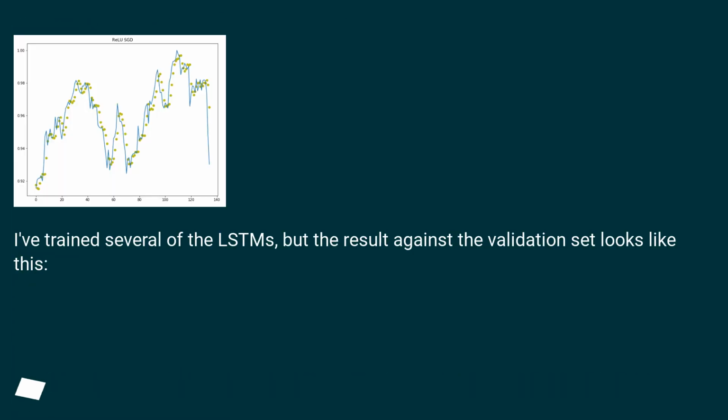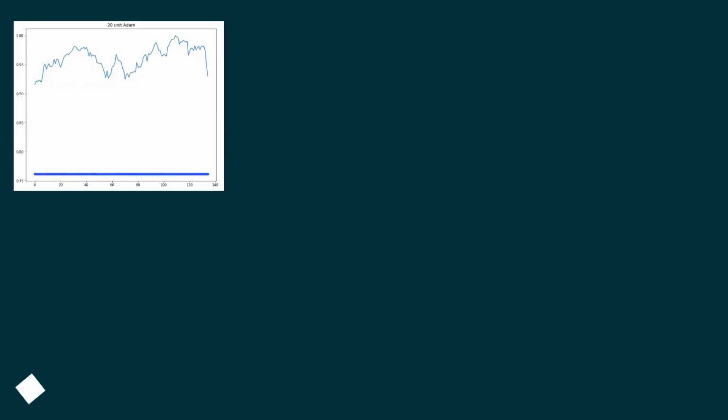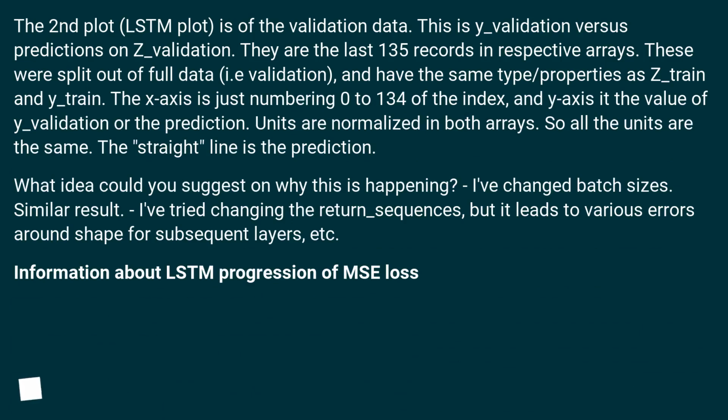I've trained several of the LSTMs, but the result against the validation set looks like this. The second plot, the LSTM plot, is of the validation data. This is y_validation versus predictions on z_validation. They are the last 135 records in the respective arrays. These were split out of the full data, i.e. validation, and have the same type and properties as z_train and y_train.